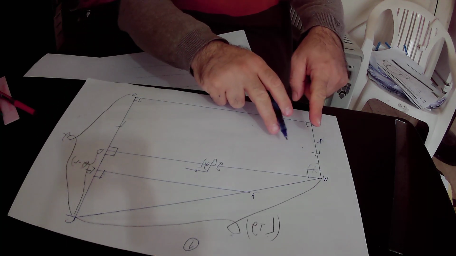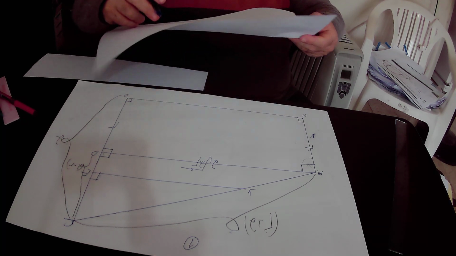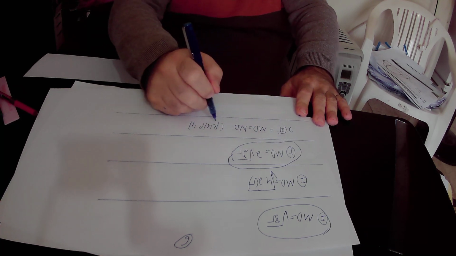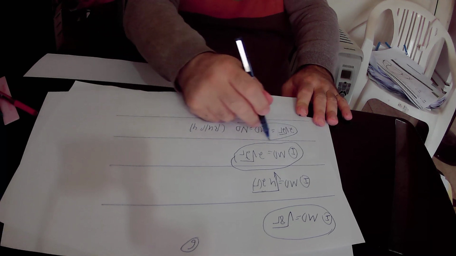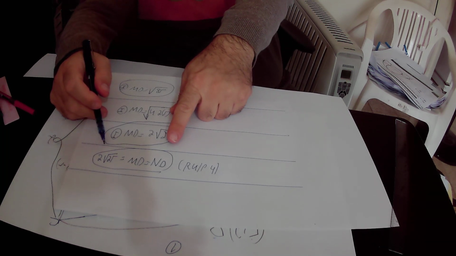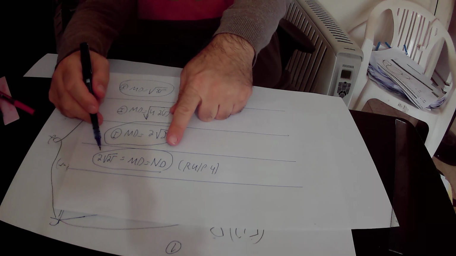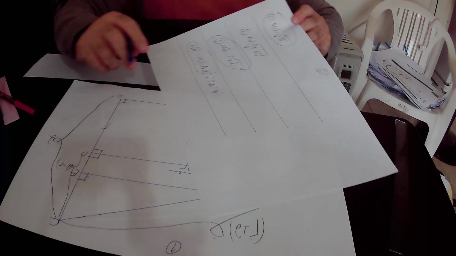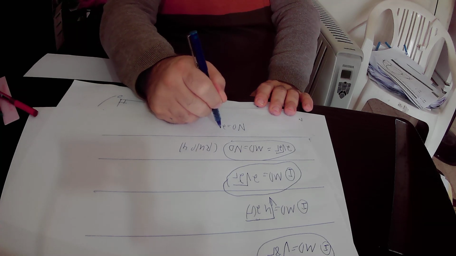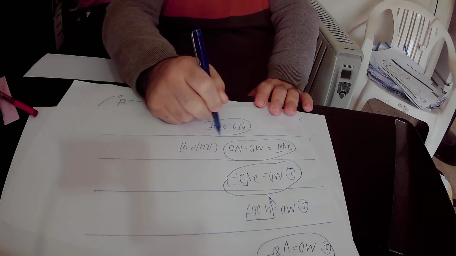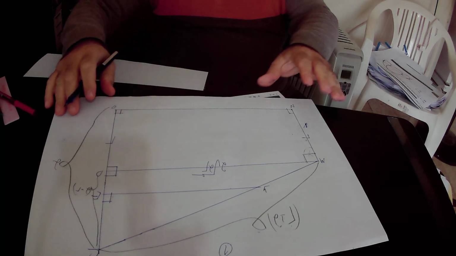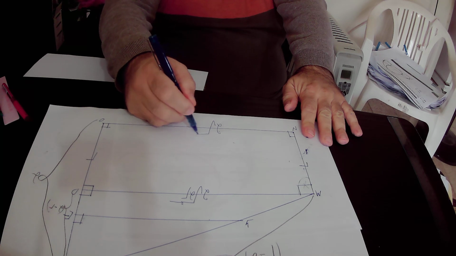We have already found out that MD equals 2 times the square root of 2R. So from this equality, we will get that NO also equals 2 times the square root of 2R. So we can write here that NO equals 2 times the square root of 2R.